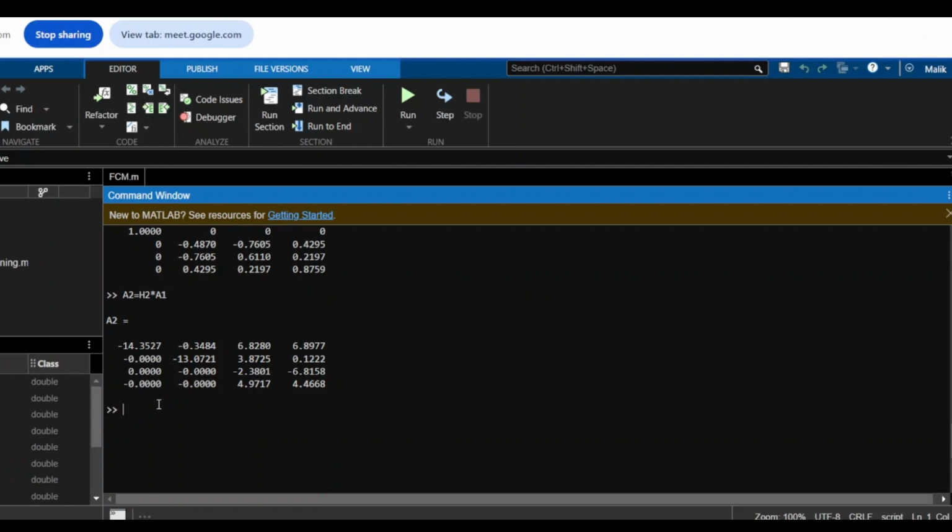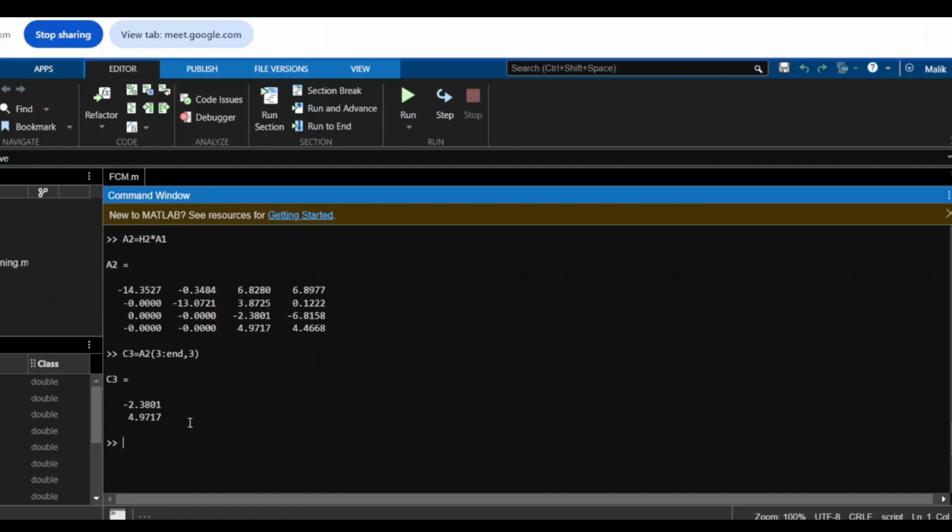So I will take the C3 column. But from where? Third column, last row element. So it will be the rows 3 and 4, of the third column. So this is my C3 now.